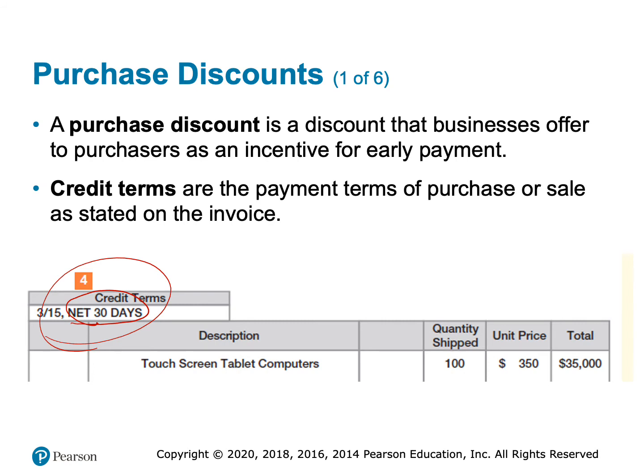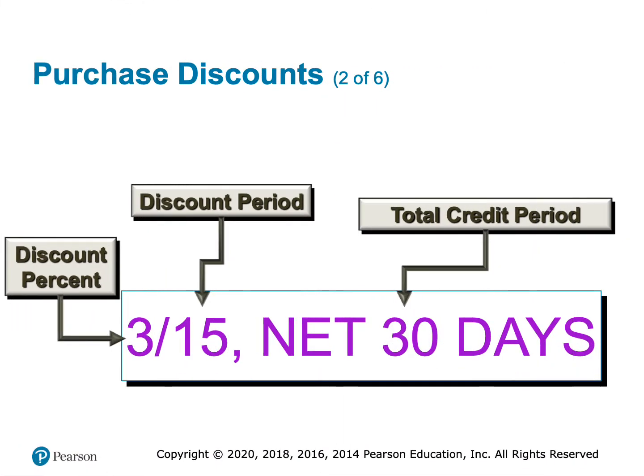But they're offering us a discount if we will pay early. This is the first number, and these numbers will all change, but the first number in front of the slash is the percent of the discount. So in this case, they're offering us a 3% discount. The number after the slash is how many days we have to pay in order to get the discount. So if we pay within 15 days, so by June 15th, then we can take a 3% discount. Otherwise, the full amount is due in 30 days.